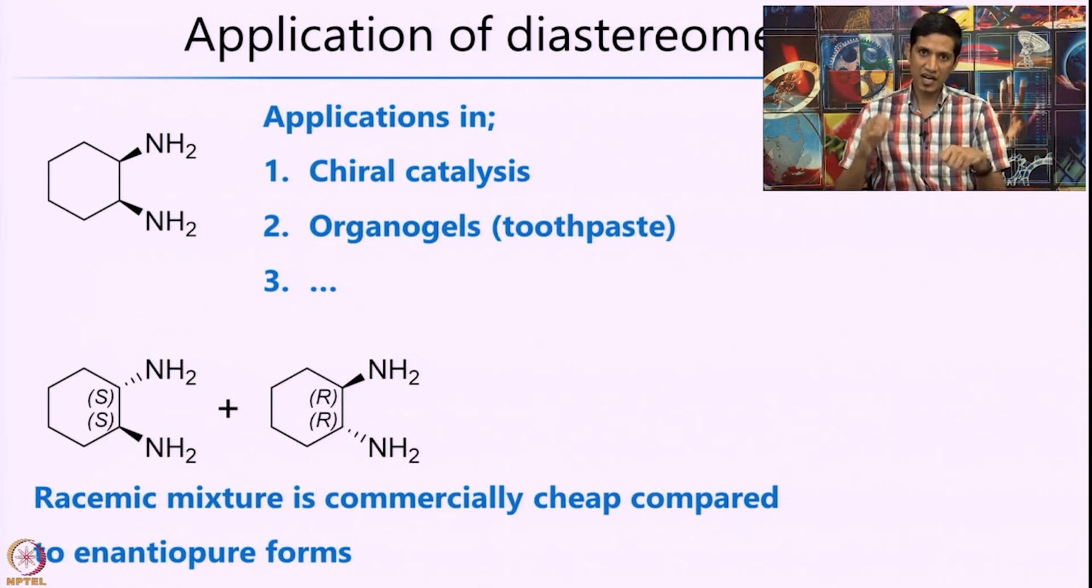So, it is in this context, the problem of separating 2 enantiomers from a racemic mixture, also called optical resolution, where diastereomers can be of extreme utility. And let us see how they can be of utility.